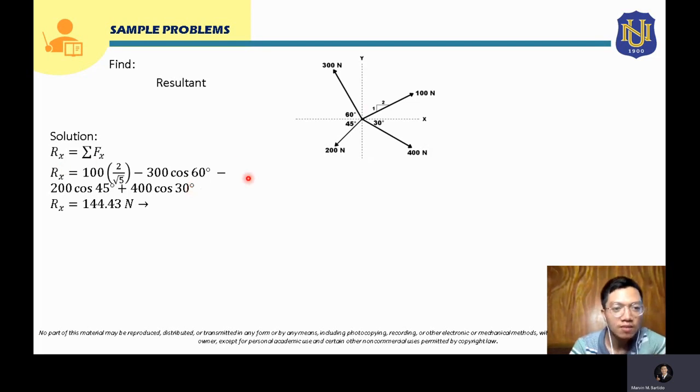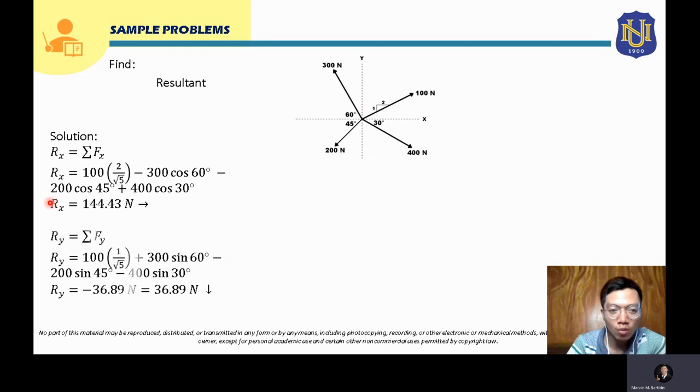Okay, so solving for Rx, let's input this on your calculator. This will be 100 times 2 over square root of 5 minus 300 cosine 60 degrees minus 200 cosine 45 degrees plus 400 cosine 30 degrees. So it will give you 144.43 Newton. Since the answer is positive, meaning to say that your Rx is directed to the right.